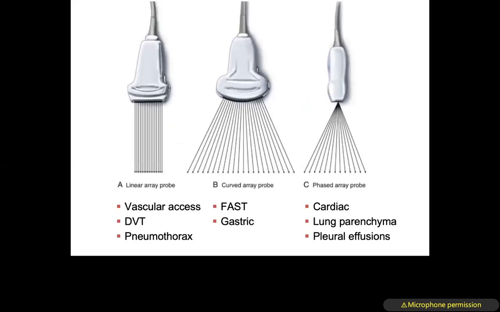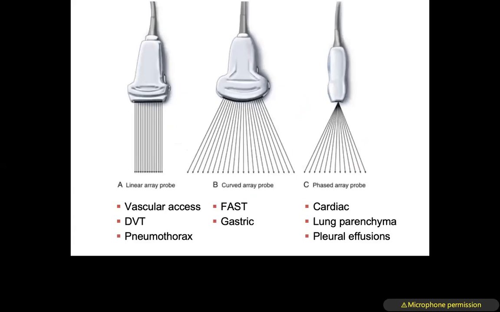Here are the three probes: the linear array probe, the curved array probe, and the phased array probe. You can see also the way that these ultrasound beams exit the probe, specifically noting that with the phased array probe on your right, the ultrasound beams come out together and then spread out. So it's really nice to get into or in between the ribs.